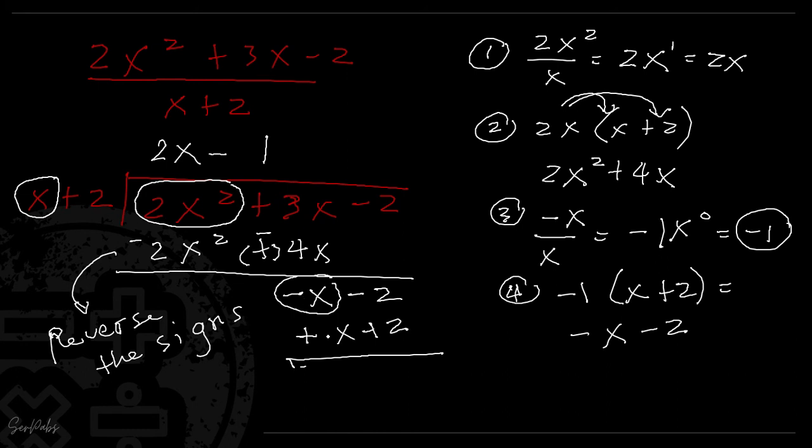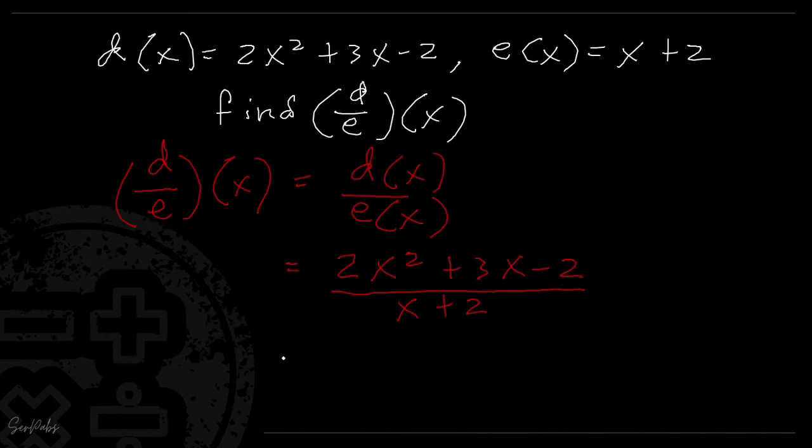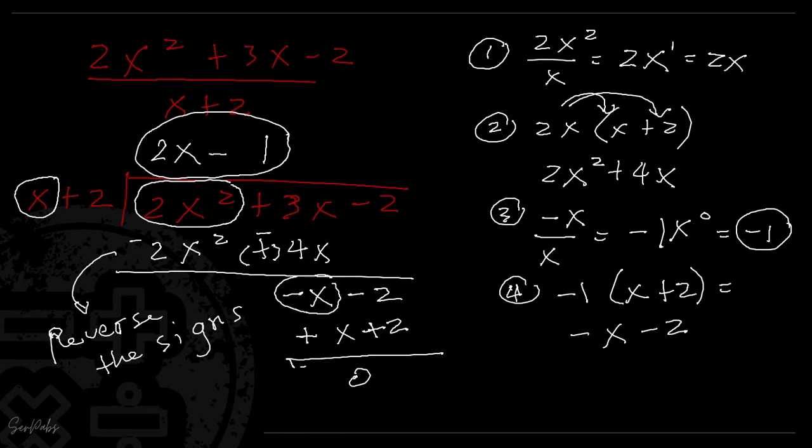Okay, so negative x plus x, 0. Negative 2 plus 2, 0. So 0 na yan. So final answer will be 2x minus 1. So balik tayo dito. So ang ating final answer here is 2x minus 1. Division of functions. So that's it for the multiplication and division of functions.